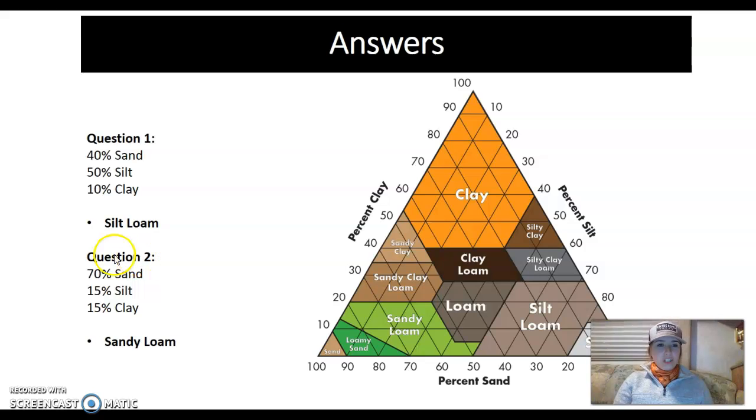Let's go ahead and move on to question number 2. We have 70% sand, it's right here. 15% silt, right here. 15% clay, which is right about here. So we slide this down, the 15 down, and again we have a sandy loam. Can I clarify on anything with that? Okay.